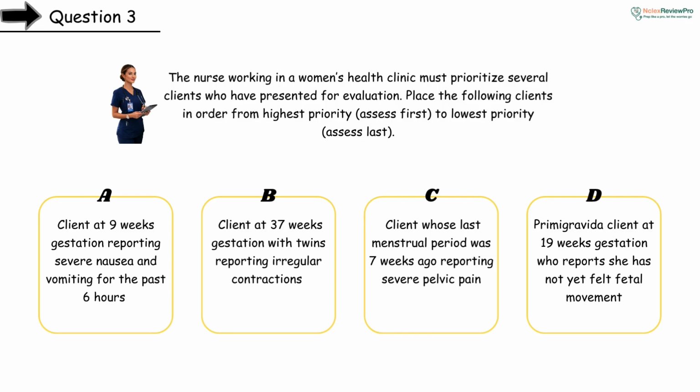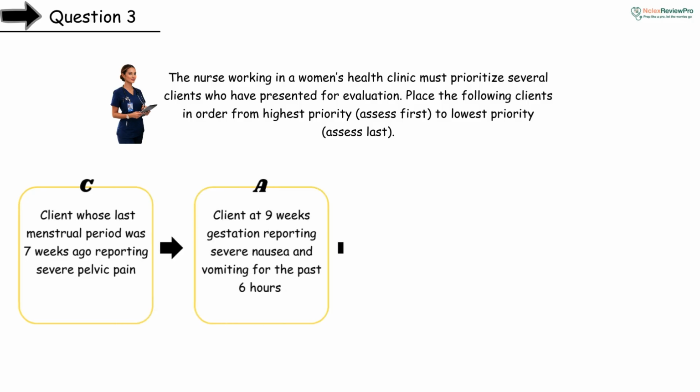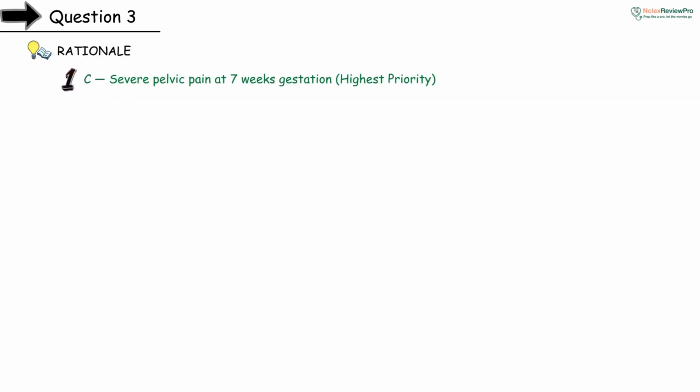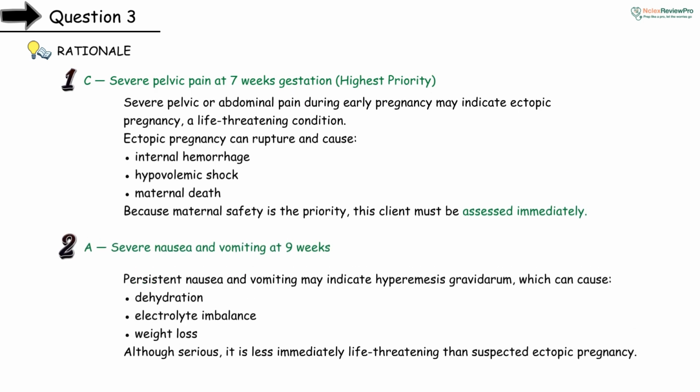Take a moment and think about your order. Remember, we are prioritizing based on risk and urgency. The correct order here is option C, then A, then B, then D. Let's break this down step by step. First, this client is about 7 weeks pregnant and is reporting severe pelvic pain. This is your highest priority.